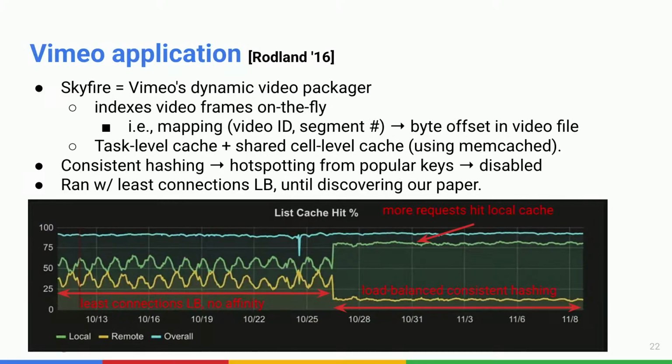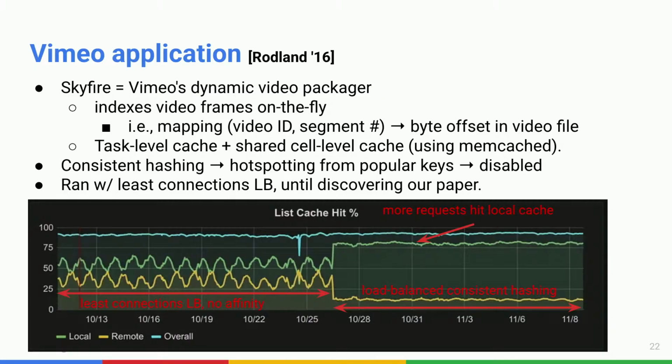Their shtick is that they host high quality videos. So they have this dynamic video packager called Skyfire. Basically when you want to grab a video, they're going to grab it for you from different servers in little small chunks. And so they need to have some index that says, if I want the 2-minute time point of this video, what chunk of bytes does this actually correspond to? And instead of pre-computing these indices, they actually compute them on the fly.